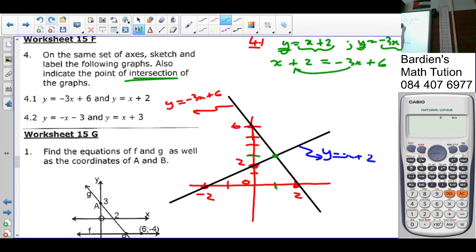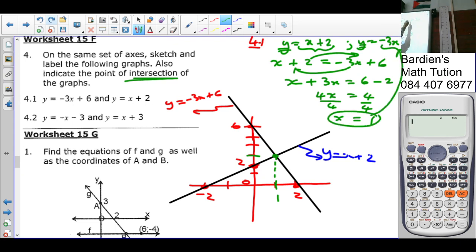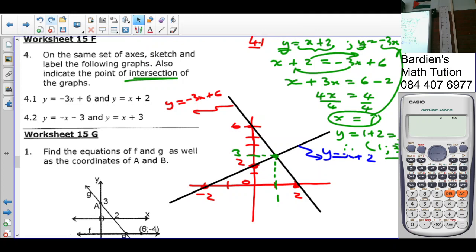So, we bring that over, that over. So we're going to get x plus 3x is equal to 6 minus 2. x plus 3x is 4x, equals 4, divided by 4, x equal to 1. Which now confirms that is correct. How do I calculate the corresponding y value? I can sub that either into the first one or the second one. So y is equal to 1 plus 2, which is 3. Therefore, the point of intersection is where? At 1 and 3. Does it make sense, people?